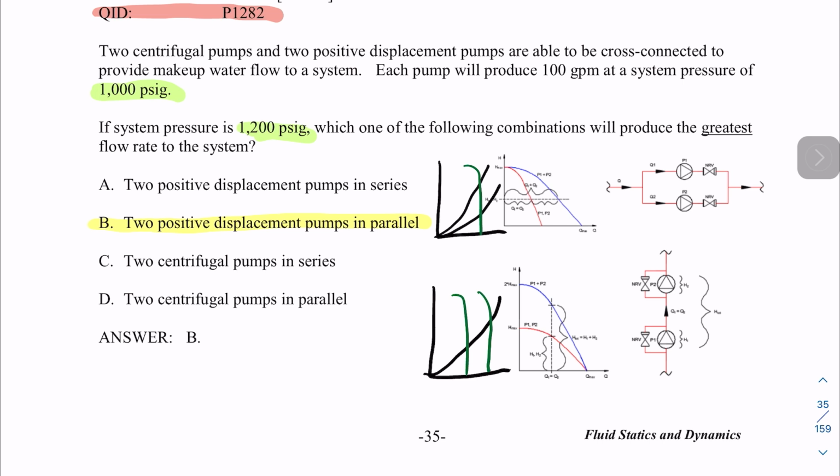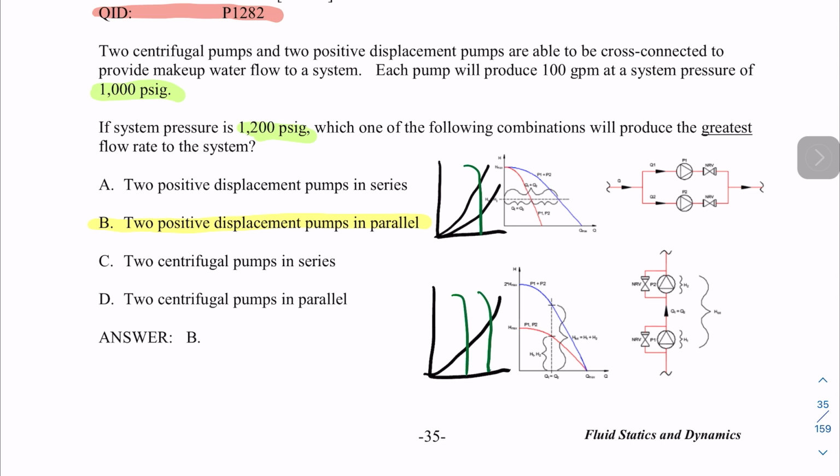Okay, the next one is another pump question. It says two centrifugal pumps and positive displacement pumps are able to be cross-connected to provide makeup water flow to a system. Each pump will produce 100 GPM at a system pressure of 1000 psig. So if the system pressure is 1200 psig, which one of the following combinations will produce the greatest flow rate to the system?